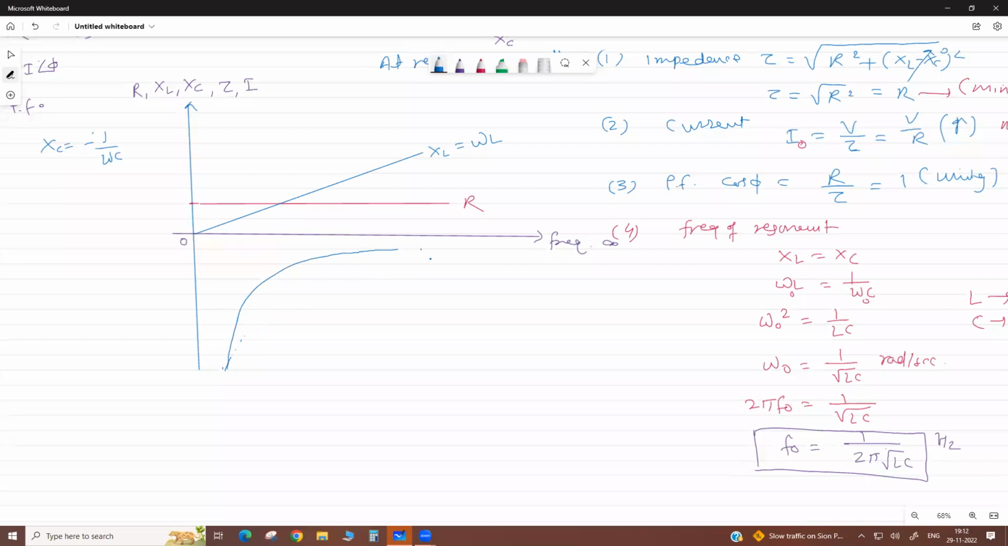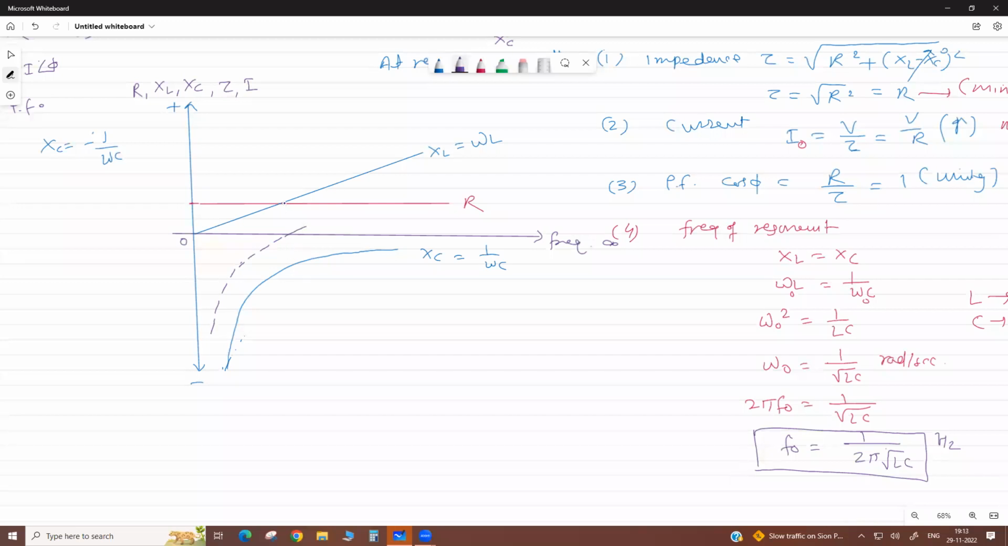It is your XC equals 1 by omega C, negative. This is the negative axis, and this is positive values. Now if we calculate their combined net reactance, XL minus XC, because this is positive and increasing, and this is decreasing, then at some particular frequency they become equal, this part and this part.